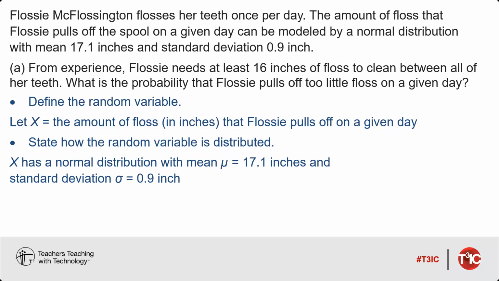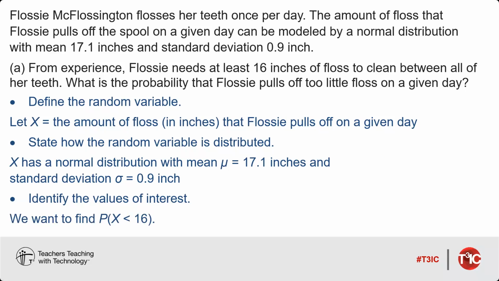of an inch. So when students are asked how a random variable is distributed, they're not just supposed to say normal. They need to talk about the distribution and any parameters associated with that distribution, in this case, the mean mu and the standard deviation sigma. And then the other key piece is for students to be able to identify what values are of interest in a particular problem. So that's why I was emphasizing that question here, too little floss. We want to find the probability that X is less than 16.